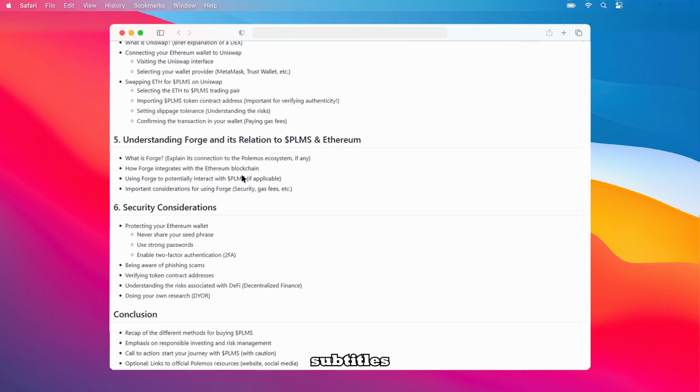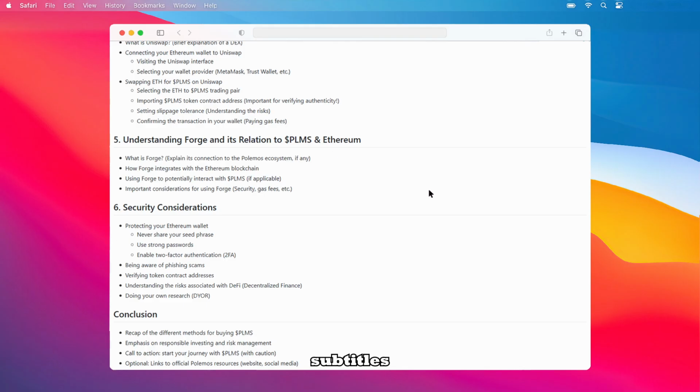Forge is connected to the POLEMOS ecosystem, so understand that relationship. It integrates with the Ethereum blockchain, enabling interaction with $PLMS. Important considerations for using Forge include security and gas fees, which can fluctuate based on network congestion.